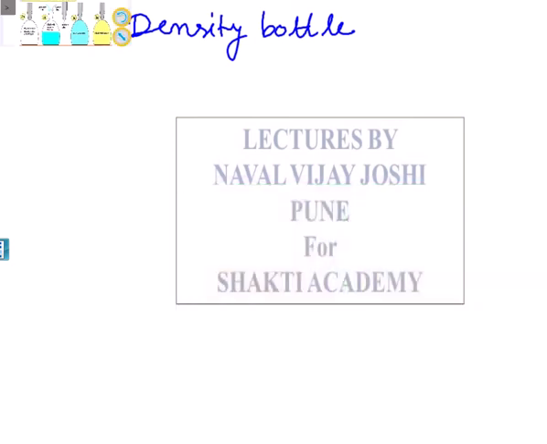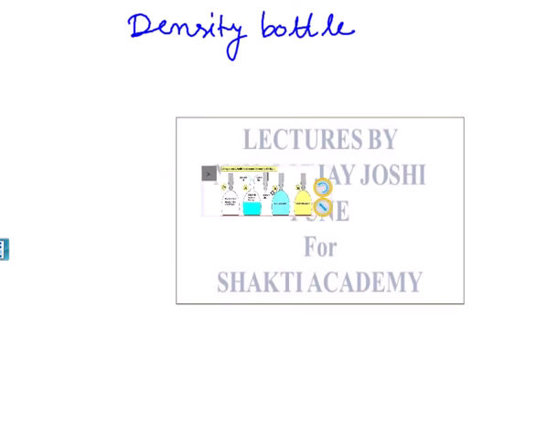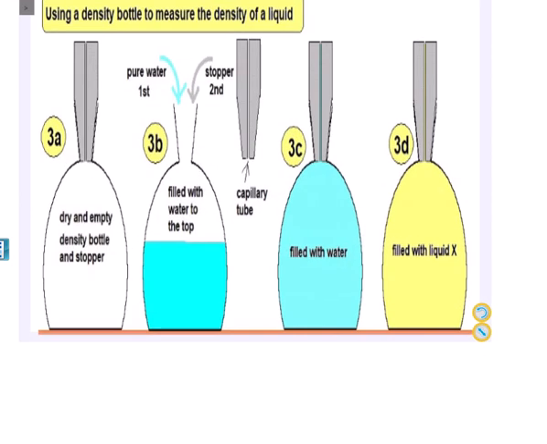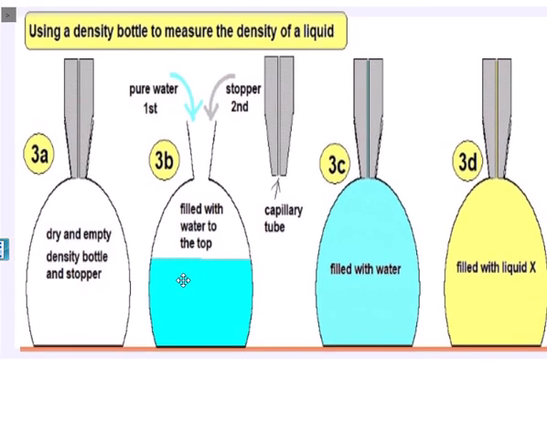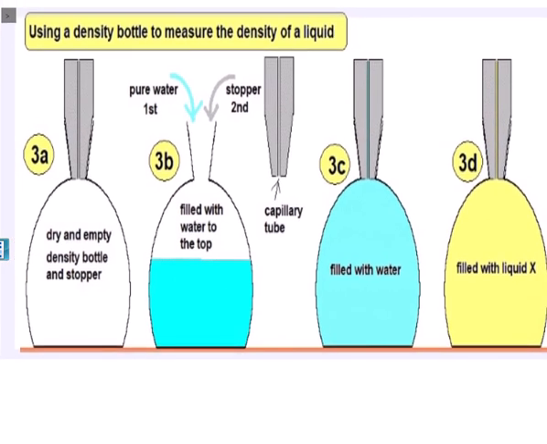Now, see the schematic diagram of the density bottle. See the first diagram: it is a dry and empty density bottle along with the stopper. You can see the stopper lid, I call it a lid. So, you can see the lid or stopper.